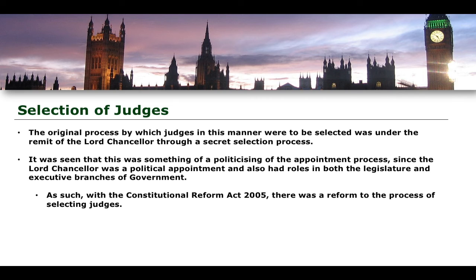As such, the Constitutional Reform Act of 2005 made a number of reforms to the process of selecting judges. First of all, it made a reform to the role of the Lord Chancellor in its entirety. The Lord Chancellor no longer sits in all three branches of government. This was seen as a violation of the separation of powers. So the fact that the Lord Chancellor was the head of the judiciary, was the Speaker of the House of Lords, and also sat in cabinet, was representative of an individual position which could have authority and power in all three branches of government. So, as a result, the Lord Chancellor was removed from some of these positions.